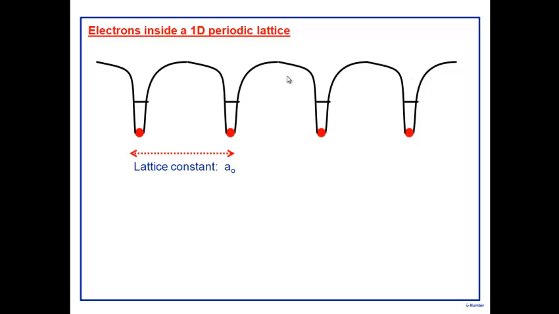Let's look at a one-dimensional periodic lattice. You may imagine a lattice something like this. These are the nuclei, and you have a Coulombic force here. Of course, the atoms are very close to each other, so the energies are interacting with each other, and you may imagine a lattice looking something like this.